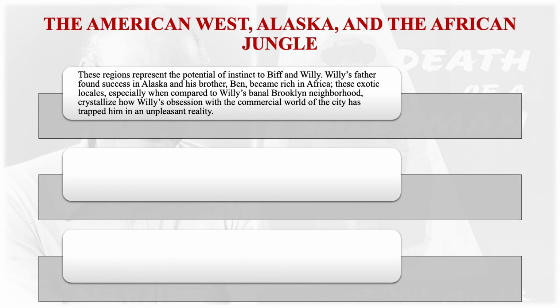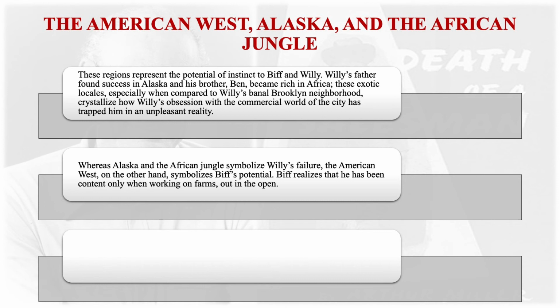Finally, the American West, Alaska, and the African jungle, these territorial regions become metaphorical representatives. These regions become representative of the potential, the instinct of Biff and Willy. Willy's father found success in Alaska and his brother Ben became rich in Africa. These exotic locales, in some sense, starkly contrast with Willy's plain, simple, and banal neighborhood in Brooklyn.